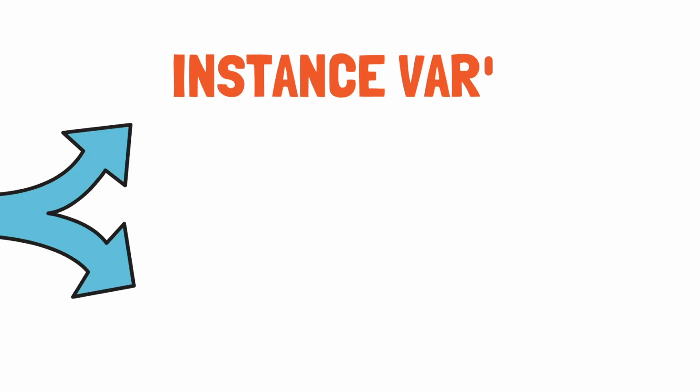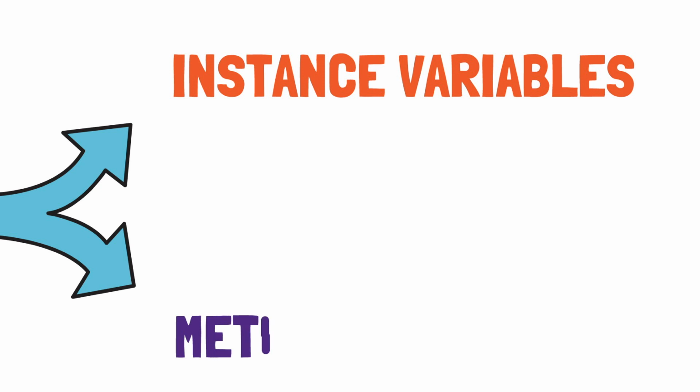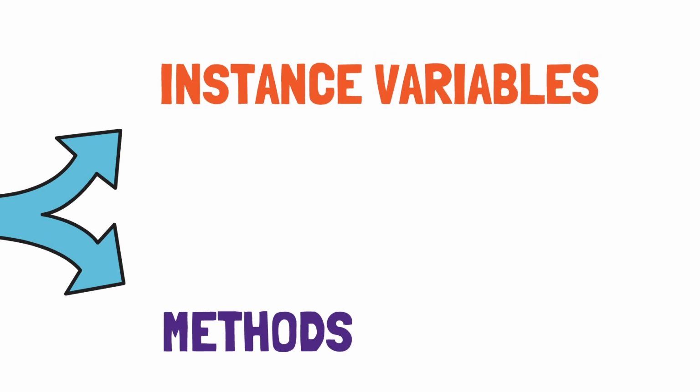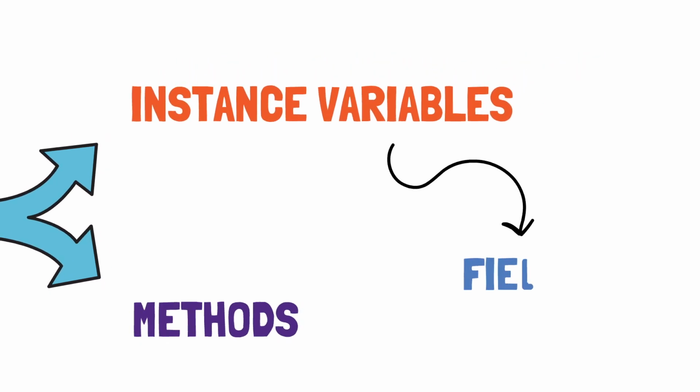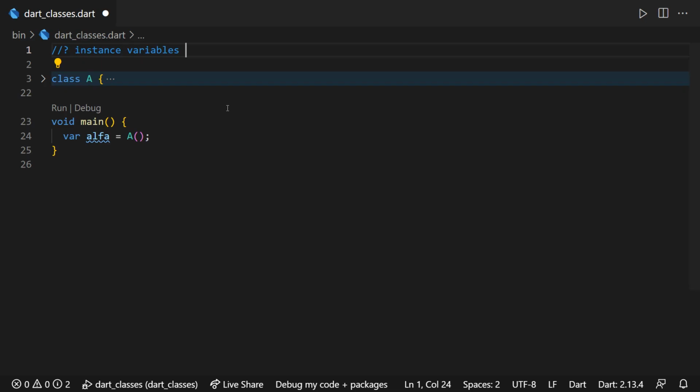Now, let's actually move on to discussing the main components that you'll find inside a Dart class: instance variables and methods. For ease of understanding, we'll frequently refer to instance variables as fields. So everywhere you'll hear the word field, you should know that I'm actually referring to instance variables.